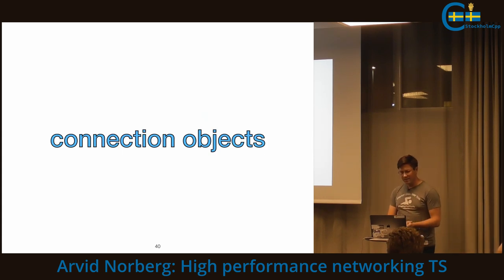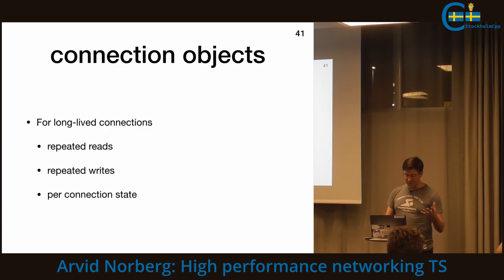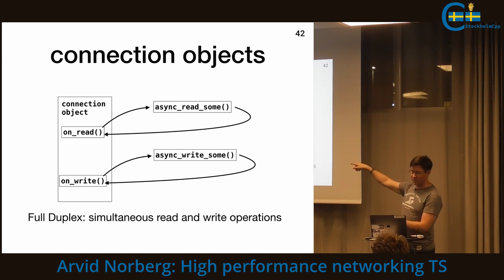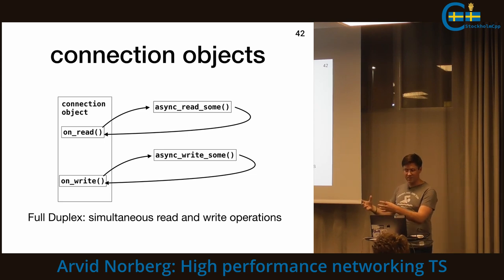So I want to dive a little bit deeper into this connection object. And we're going to look at some code, pretty simple. Imagine you have long-lived connections, and you have repeated reads, repeated writes, and you have a bunch of state per connection. So you can imagine something like this. I don't know how intuitive this is, but imagine the connection object is an instance of this class. It has an onRead member function and an onWrite member function. They issue asynchronous read operations, and they themselves get called when there is some incoming data and when some data has been written.